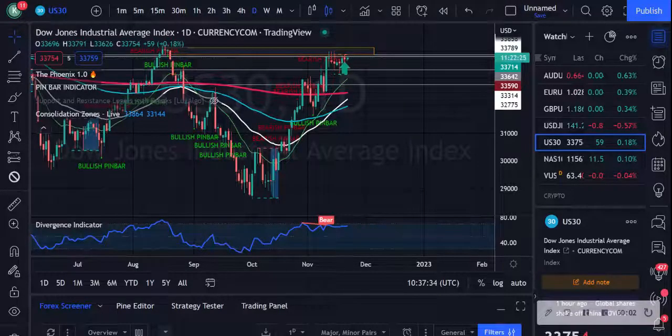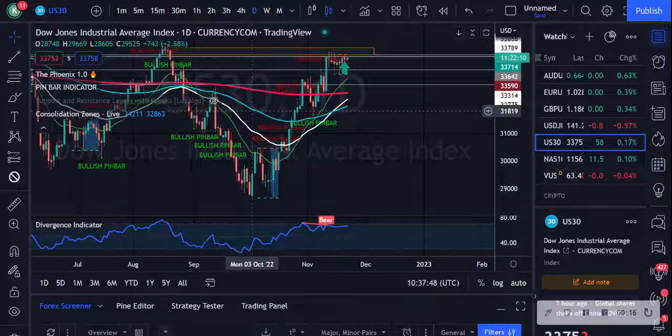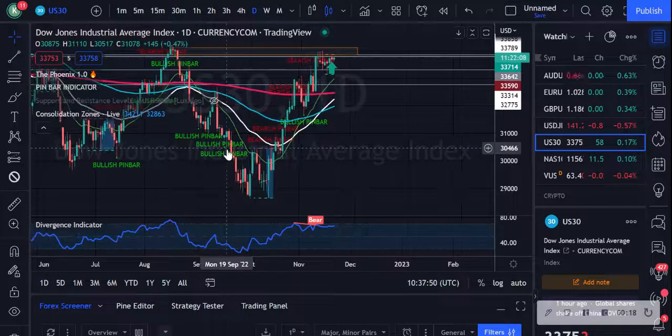Good morning, everyone. Today is the 22nd November, and we are doing a quick analysis on US30. And we may cover maybe GBPUSD as well, if we have some time. So, let's quickly take a look.